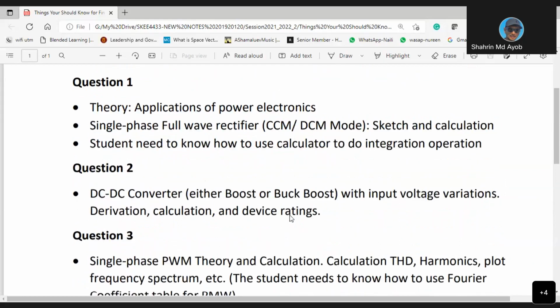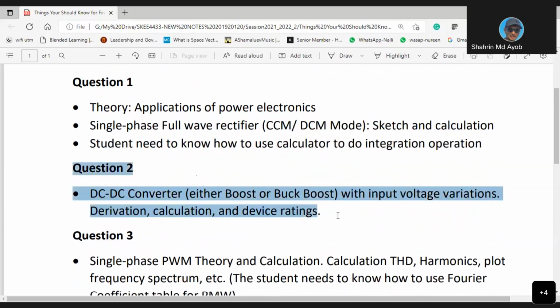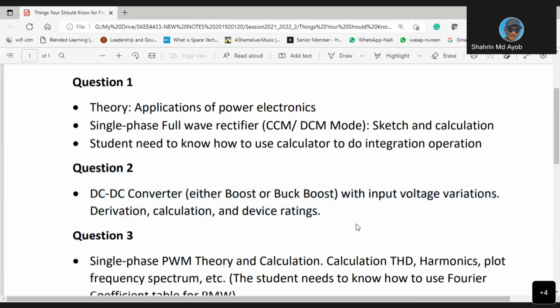And for question number 2, as usual, which is a DC-DC converter. This one, you are being given a circuit, not a waveform. Macam test 2 kita bagi waveform, but this one, it directly gives you a circuit. But it didn't mention whether this circuit is boost or buck-boost. So you need to know the arrangement of that circuit. Sebenarnya senang je nak tengok boost atau buck-boost. Kalau polarity tu bertukar, tu buck-boost lah.